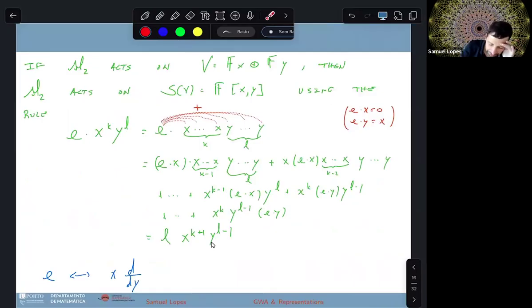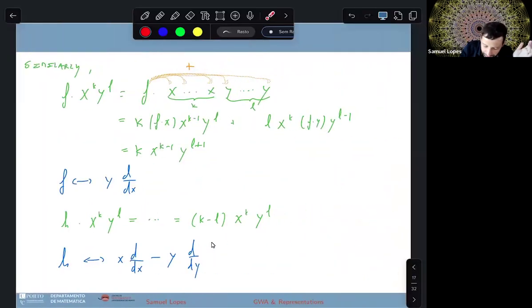Okay, what is E doing? It's bringing one y over to the x. What is F doing? It's bringing one x over to the y's. And what is H doing? Well, it's just multiplying by a factor. So we see that there's one thing that never changes here, which is the total degree of the monomial. If I start with a monomial of total degree 37, if I act by E, or if I act by F, or if I act by H, the end result will also be a monomial of degree 37.